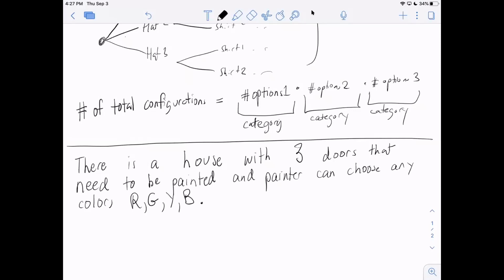The question is, how many ways? If you pick a color, you have to paint that door with that color for the entire door, so you're not mixing colors or anything like that. Can all the doors be one color? Yes, you can repeat colors as much as you want. The painter has access to unlimited paint from each color. So how many ways to paint the house?